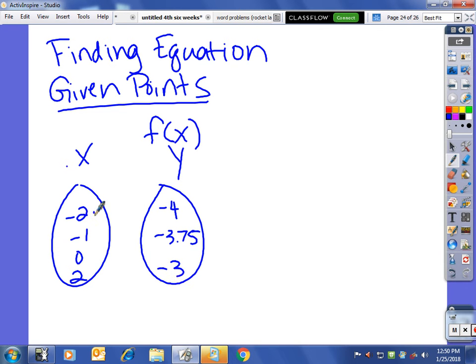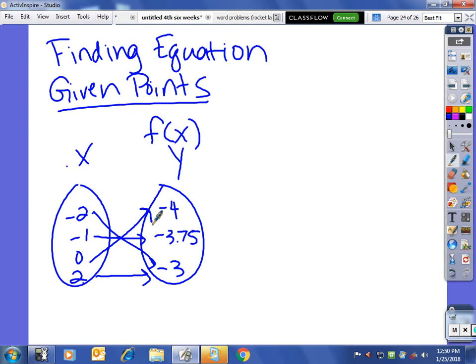Okay, -2 is going to be matched to -3. 2 is also matched to -3. Is that a function, by the way? Yes. Okay, it's okay for the y's to repeat. In this example, the -3 is repeating. It's going with this number and this number. It's not okay for the x's to repeat. -1 goes with -3.75, and 0 goes with -4.